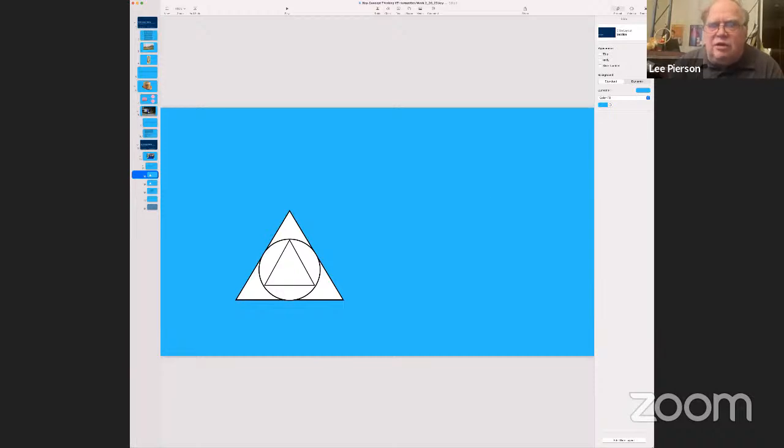And then there's another equilateral triangle whose sides are parallel to the bigger triangle inside the circle. Okay, so that's what you have. And the question is simply, what is the ratio of the area of the big triangle to the area of the smaller triangle? What is the ratio?